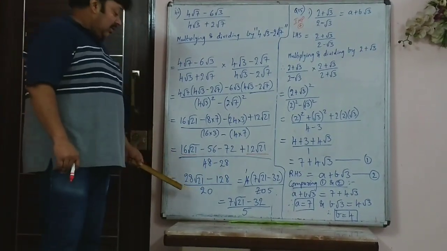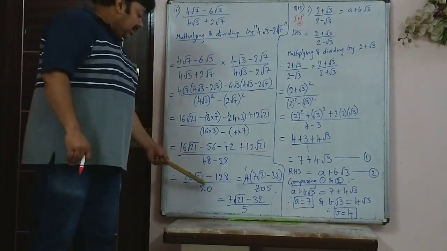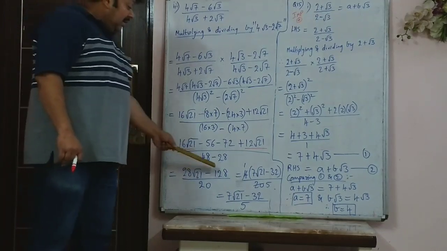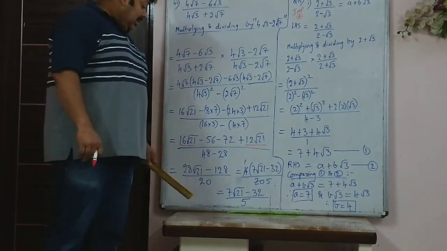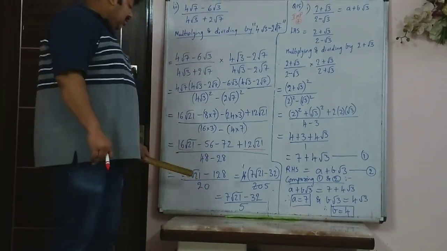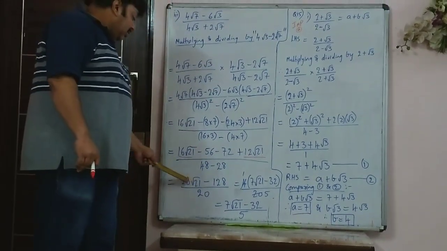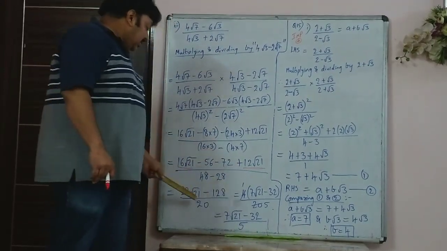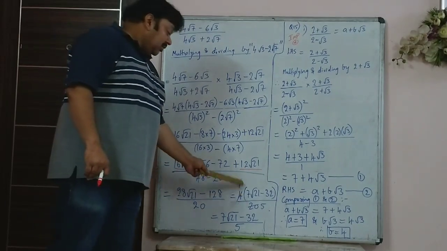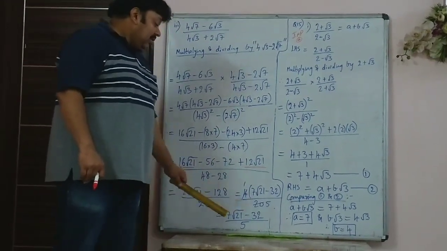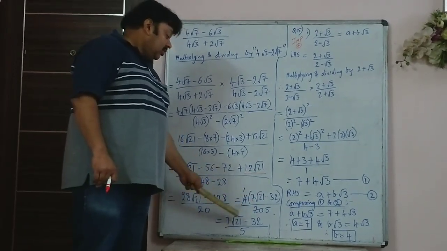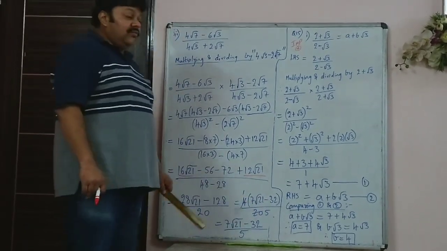Denominator is 20. So now numerator and denominator are both divisible by 4. So I take 4 common out. I did not cancel anything here until I took common out. After I take 4 common out, the first term will be 7 root 21 and the second term will be 32 and the denominator is 20. So 4 and 20 is 5 times. So 7 root 21 minus 32 and the denominator is 5.